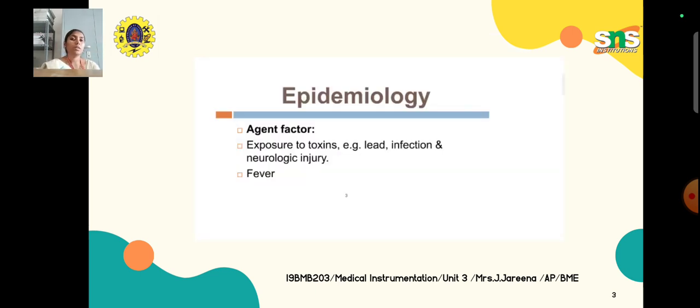Okay, so let's see the epidemiology. That is nothing but the root cause of epilepsy. There are three factors involved for a person to get epilepsy. One is the agent factor, second is the host factor, and third is the environmental factors. The agent factor is exposure to toxins like lead, or infection. At one point of time, these toxins will destroy or disturb the brain cells, so the person will end up with epilepsy. The patient will have a seizure disorder. That is one of the reasons, because of the agent factor.